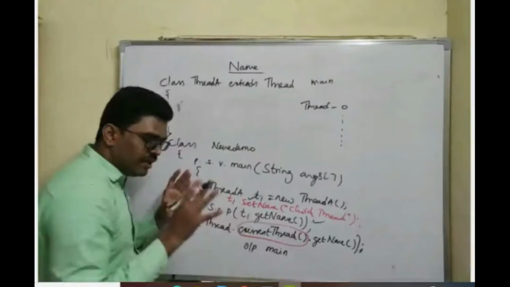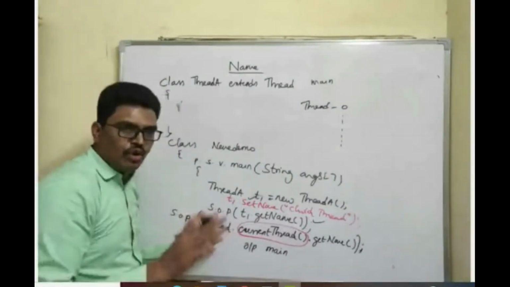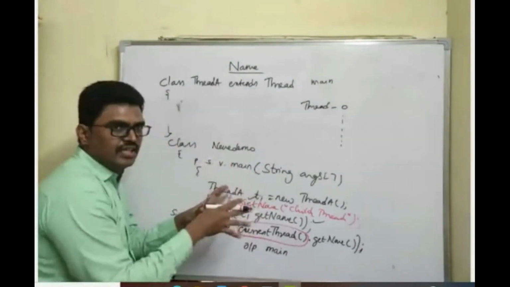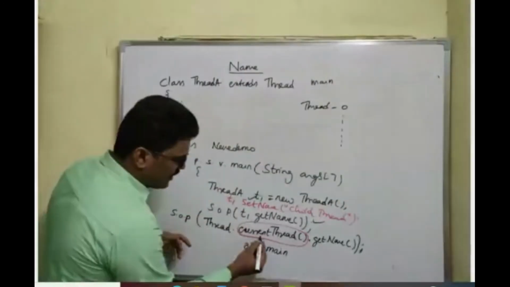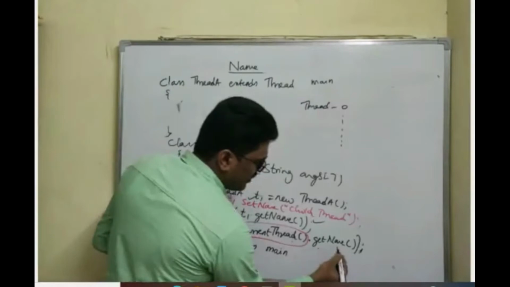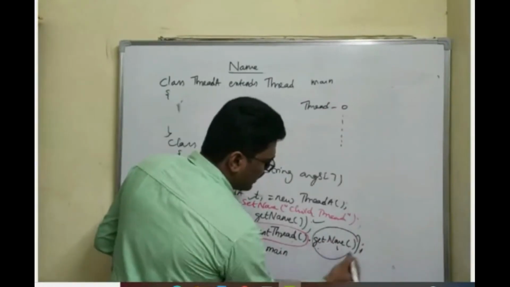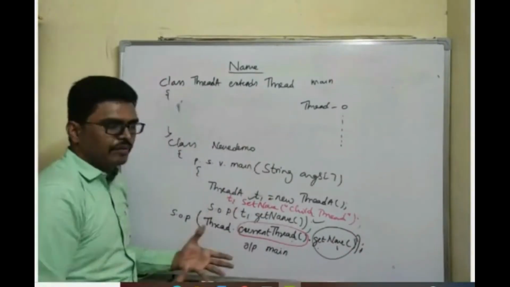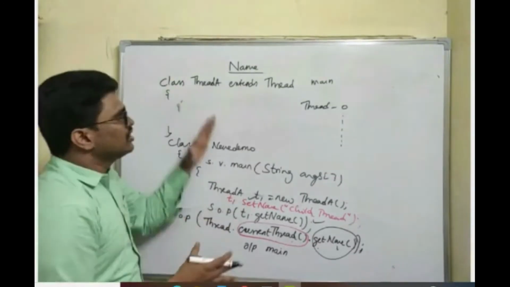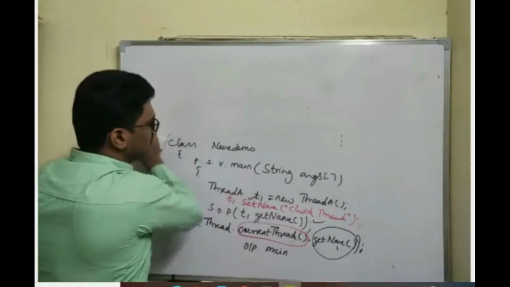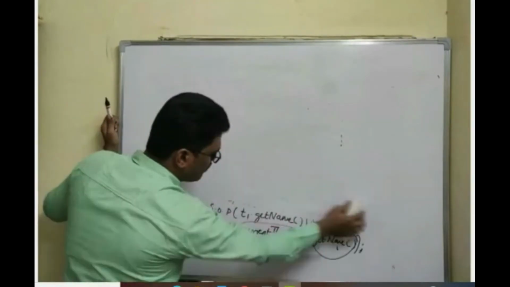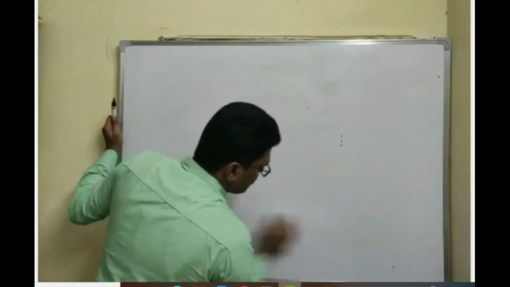Because we don't create an object for the main thread, to get any properties of your main thread, this is the technique: currentThread().get any property, whatever you require. So this is how you can set the name for a thread and get the name of a thread. I hope you understood. We'll move to the next one.